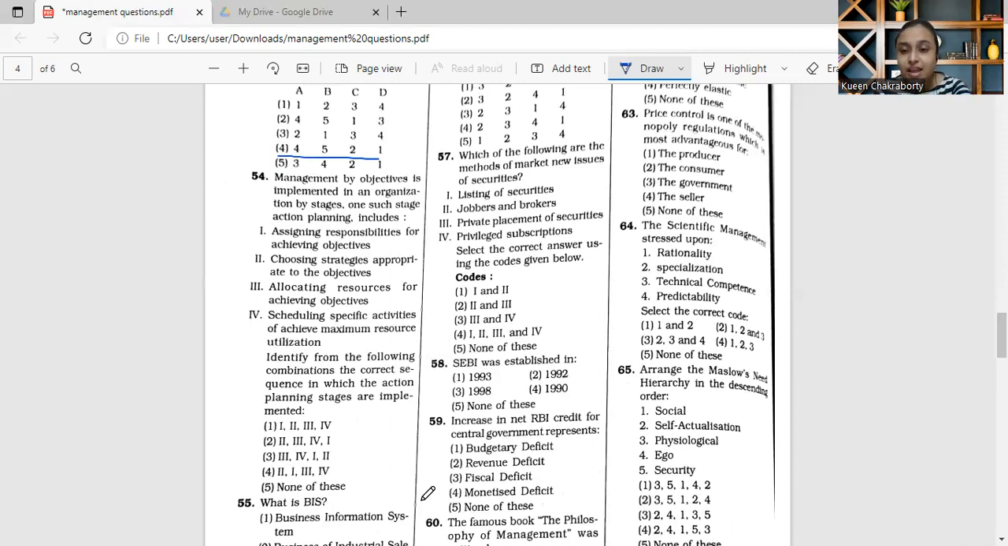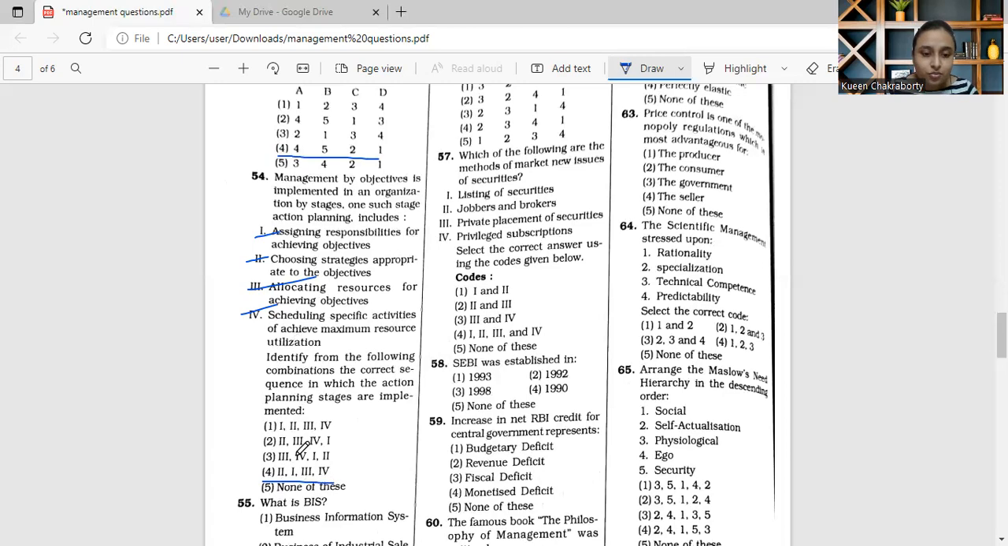So with the list of steps that I have given, first comes 2, then 1. Let's mark accordingly: first is 2, then 1, then 3, and then 4. So 2, 1, 3, and 4 is the correct sequence. Accordingly, option number 4 is our correct answer.